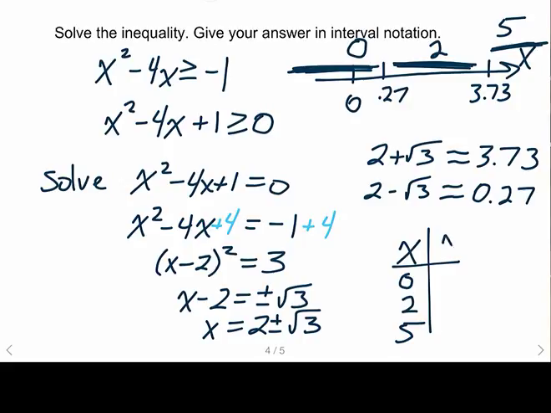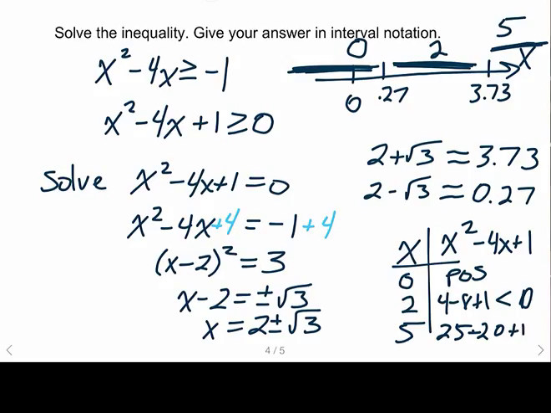What I need to know is the positive or negative nature of x squared minus 4x plus 1. This isn't quite as easy as if we had factors, but it's still not too terribly bad. If x is 0, the expression is 1, and so I'm just going to write positive because that's what I really care about. If x is 2, then we're looking at 4 minus 8 plus 1, which I can see is going to be negative, right? Less than 0. And if x is 5, we have 25 minus 20 plus 1, which I can see is positive.